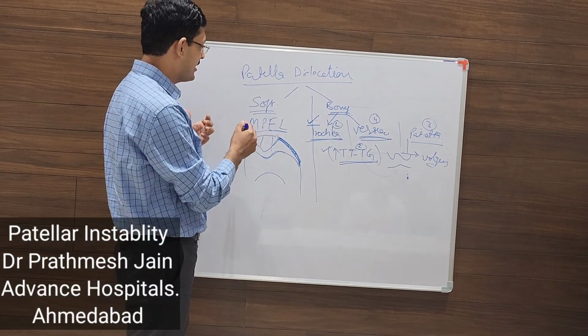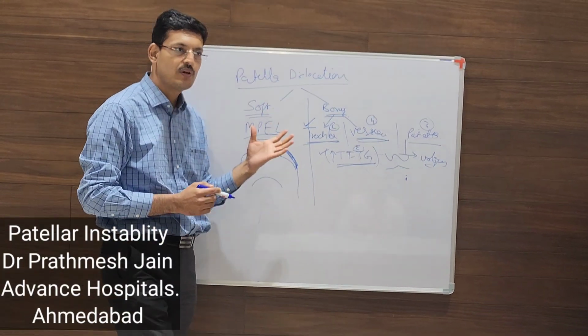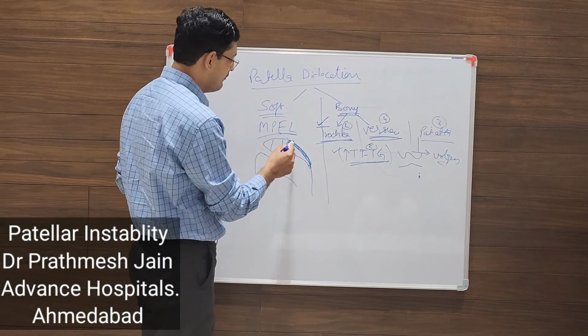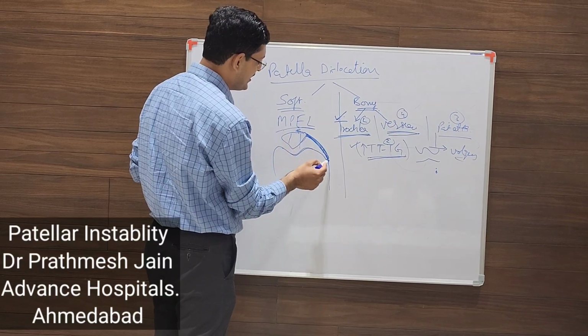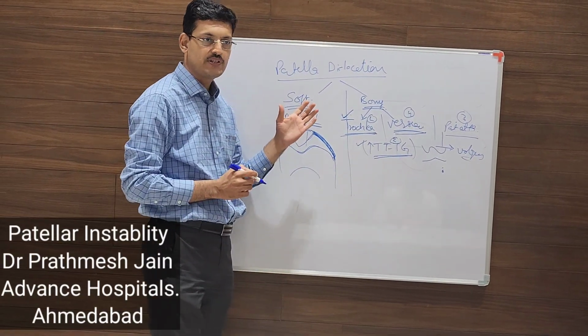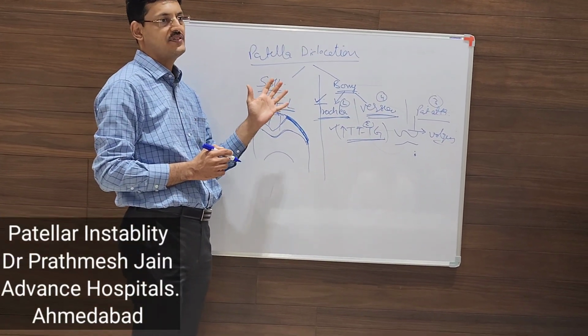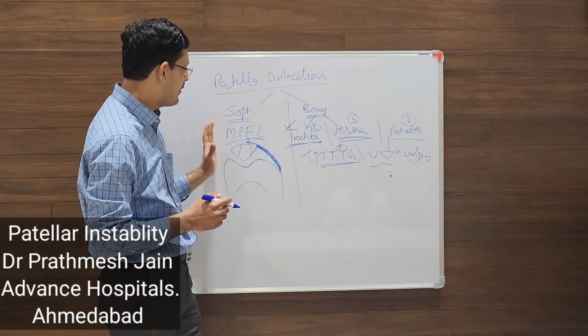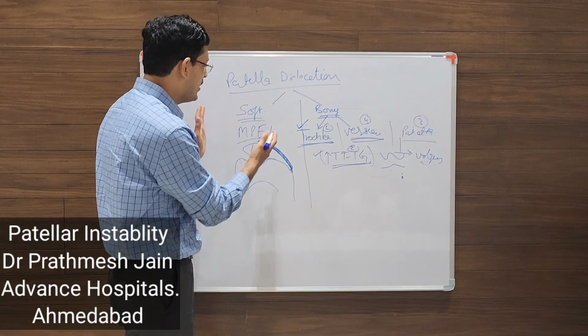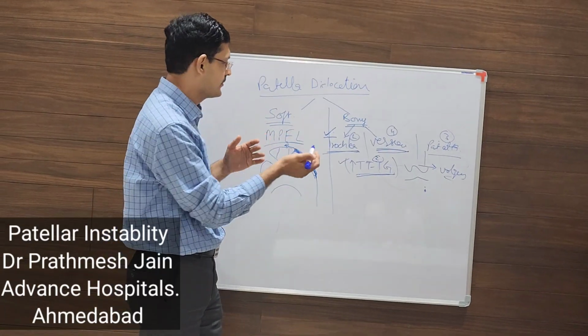I personally do a technique which is called an MPFL advancement or MPFC advancement, in which we advance this layer of tissue on the patella. So basically we tension the layer. This is a published technique. This is called an MPFC advancement. So if I think the patient has a soft tissue injury, I will do an MPFC advancement. You can do an MPFL reconstruction if you want.